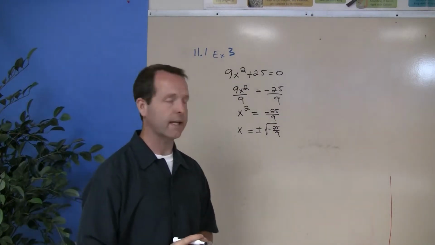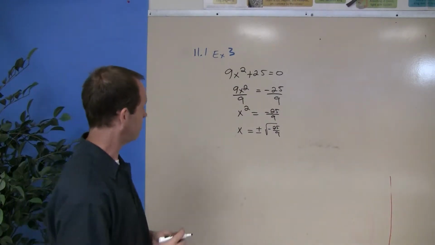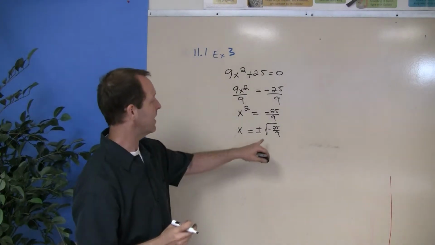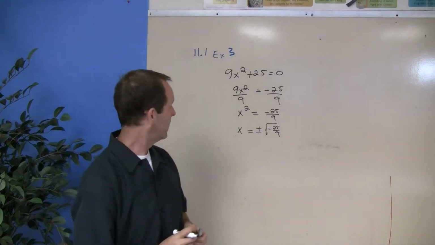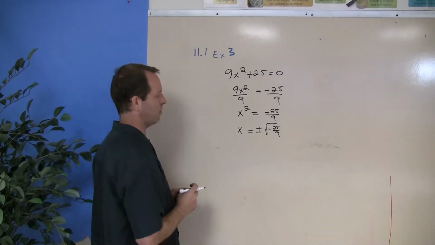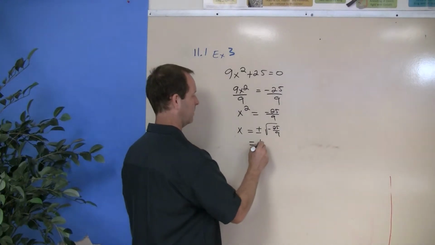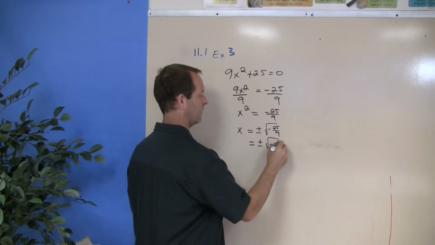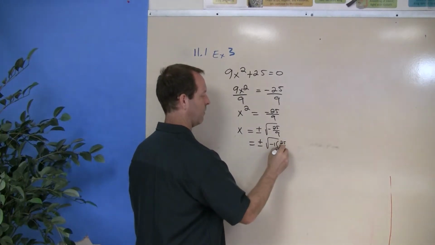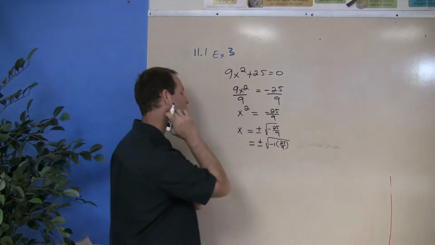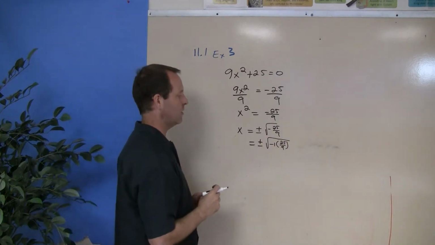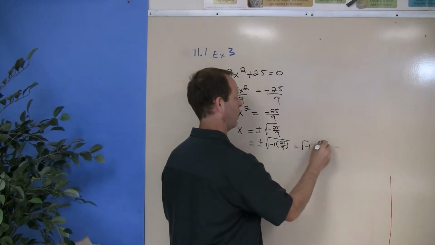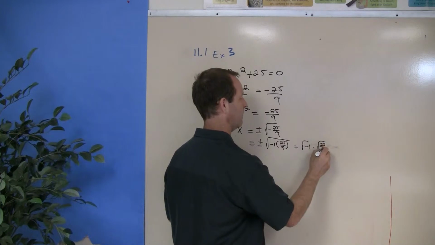And gosh, looks like I got some more issues to deal with here. I got a square root in the denominator, and I got a negative 1 also in the radical. And so to simplify this problem, I'm just going to write it out. Plus or minus the square root of negative 1 times 25 over 9. I'm going to break it down to two separate parts. So the square root of negative 1 times the square root of 25 over 9.